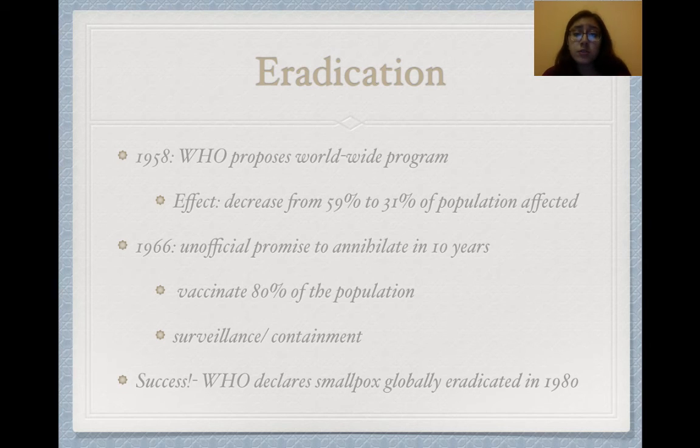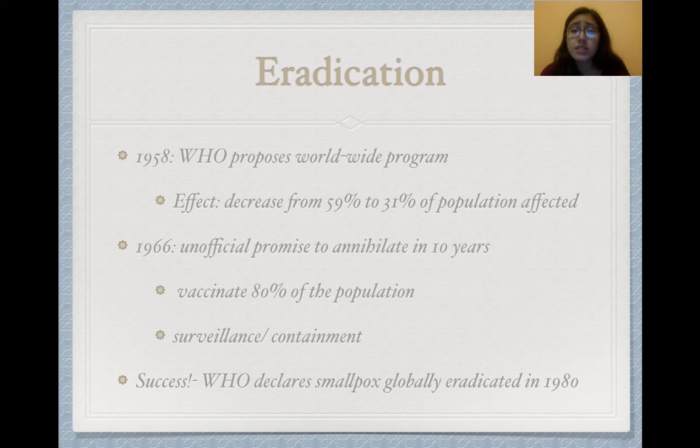So eradication was first proposed by the World Health Organization in 1958, and it was actually the Russians who spearheaded this program. And this was actually pretty effective. In 1958, one would see that within the populations where smallpox was endemic, up to 59% of the population was infected. And then when they checked again in 1966, it was only 31%. But they decided that the numbers weren't low enough, and in 1966 they decided to amplify the response and see if by amplifying it, they would be able to annihilate smallpox within 10 years.